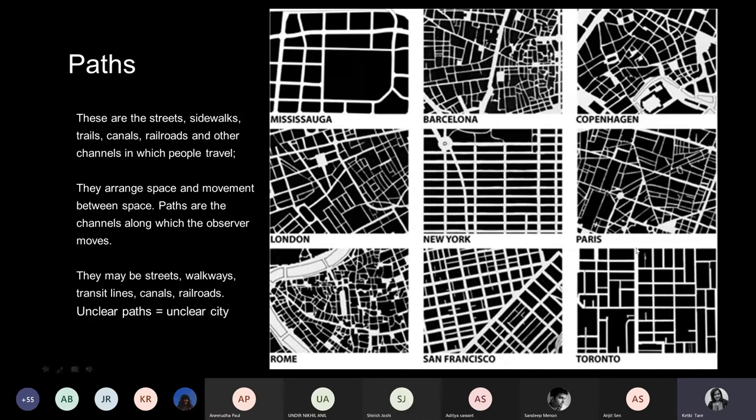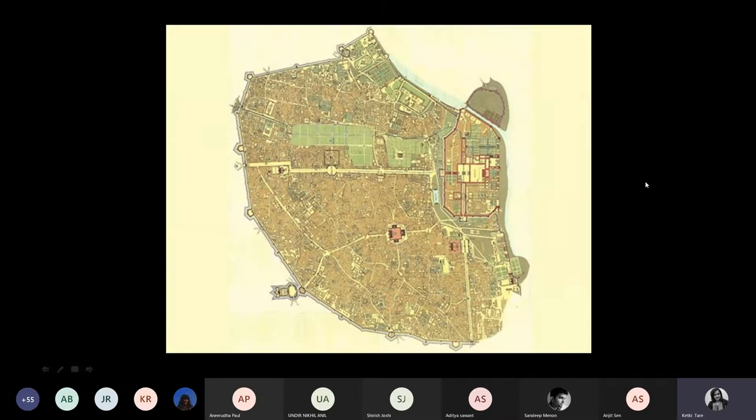So even in terms of Toronto, or if you're looking at London also, which again seems like a mixture of different kinds of patterns, but again something which is very clearly defined in terms of the mental image that a person would carry.